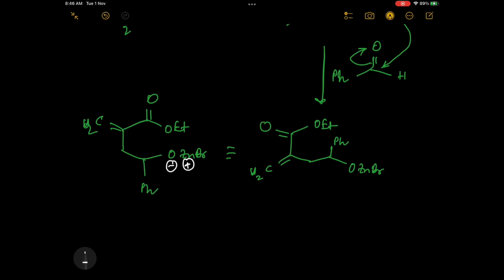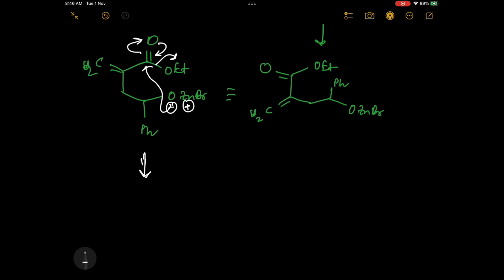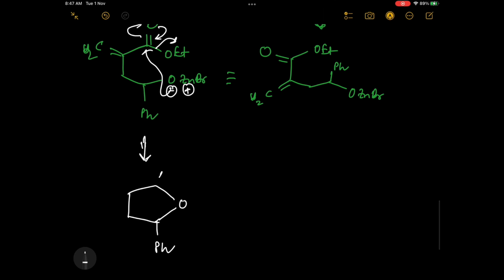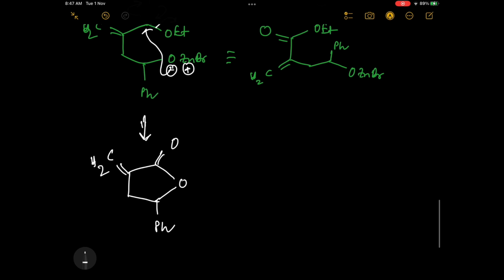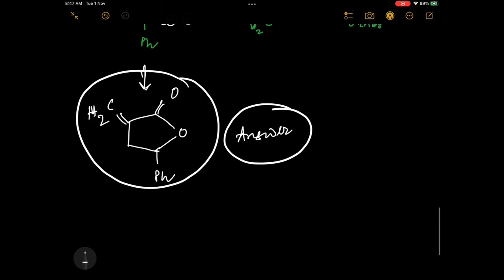So this is the chance of the O minus to attack the C double bond OEt, which causes the OEt group to leave, and we get a 5-membered cyclic ring. This 5-membered cyclic ring formation is the driving force of this particular step of the reaction, and hence we get this 5-membered compound as our product. And this is the answer.